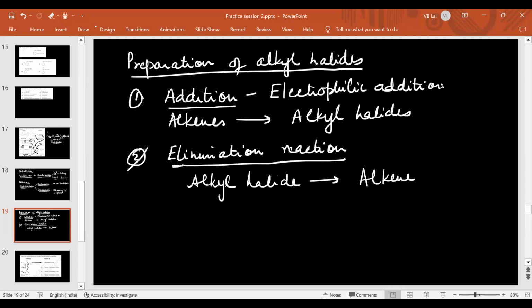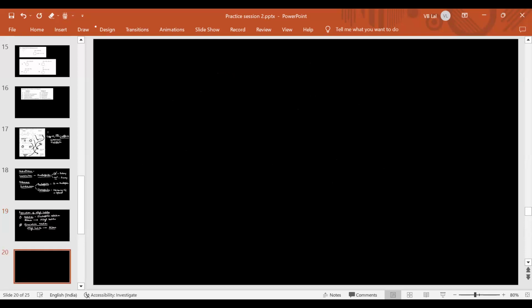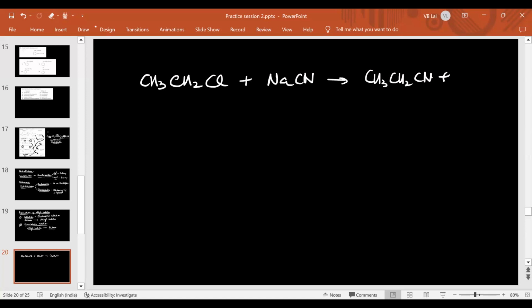Elimination reaction can also be there. So you can see addition, you can see substitution, you can see elimination. All types of reactions can be seen in alkyl halide, so you should be able to identify a reaction of alkyl halide. Now I'll give you a few reactions. Supposing it is CH3CH2Cl plus NaCN, giving CH3CH2CN plus NaCl. What type of reaction is it? Tell me.